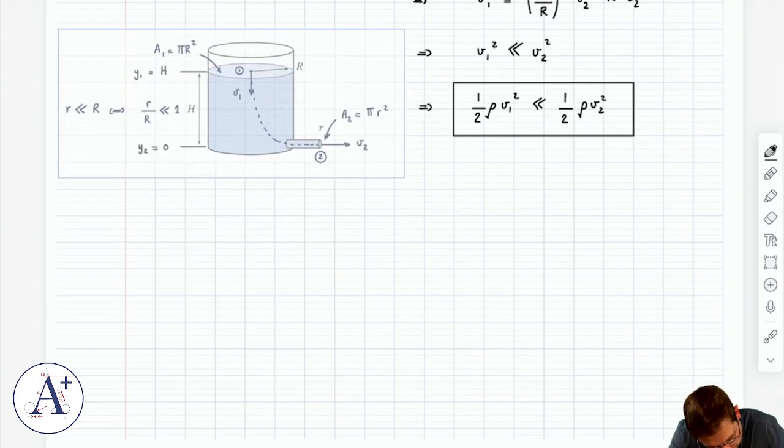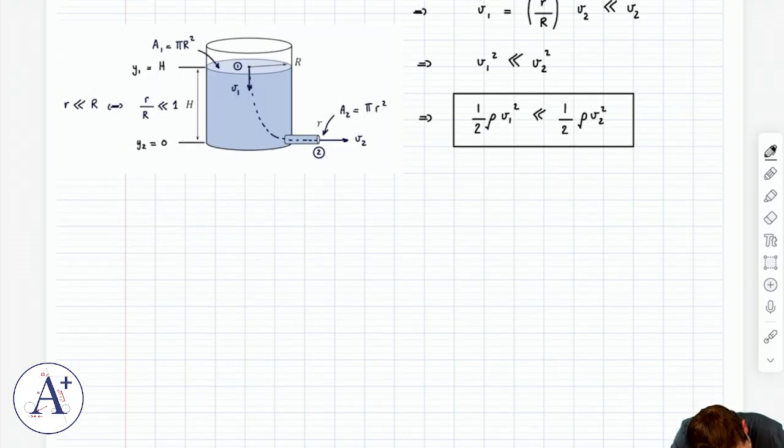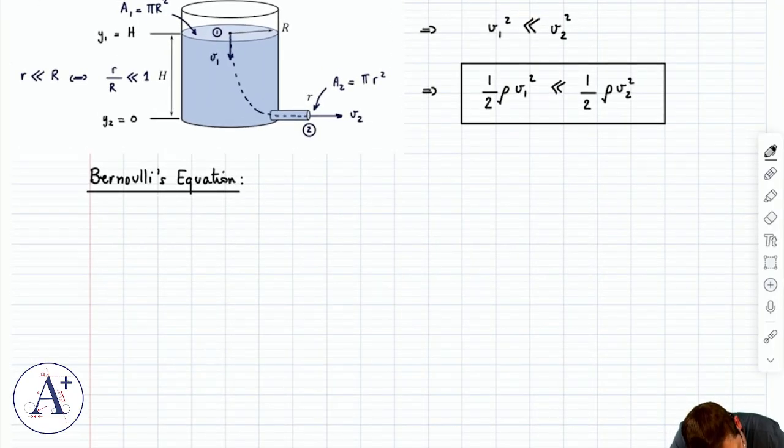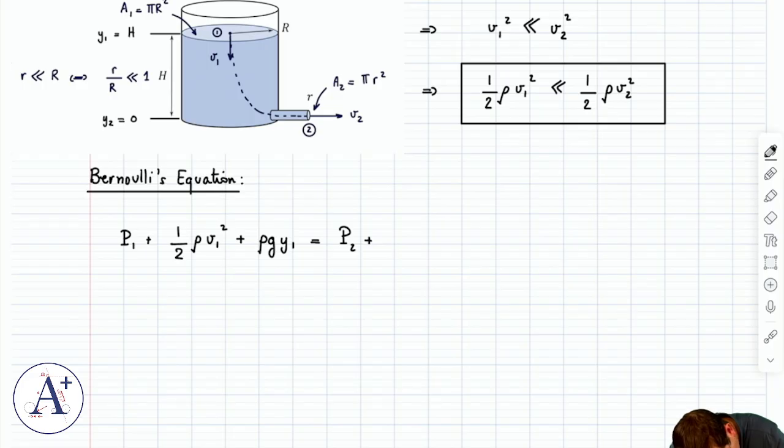Okay, so Bernoulli's equation is going to be, between points 1 and 2, P1 plus 1/2 rho V1 squared plus rho G Y1 is equal to P2 plus 1/2 rho V2 squared plus rho G Y2. Okay, Y2 is 0, so that's out.